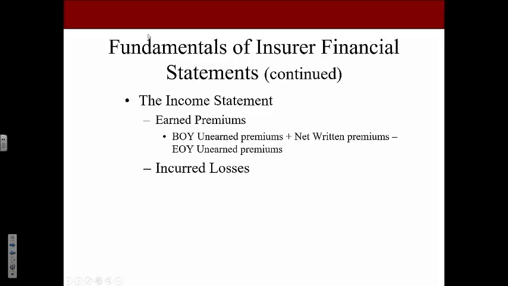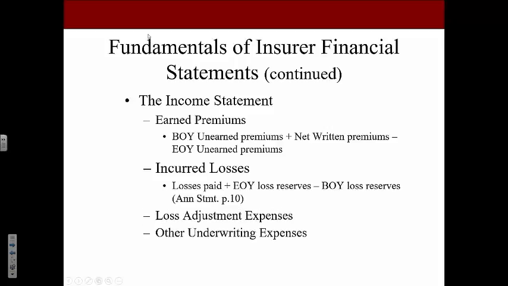We've also discussed how to calculate incurred losses. This is losses paid plus the end-of-year loss reserves minus the beginning-of-year loss reserves. Again, remember that we add in end-of-year loss reserves because those were set up for losses that either occurred during that year or in a prior year. And we subtract beginning-of-year loss reserves because those were for losses that occurred in a prior year. And of course, there's also loss adjustment expenses and other underwriting expenses, as well as some investment expenses.